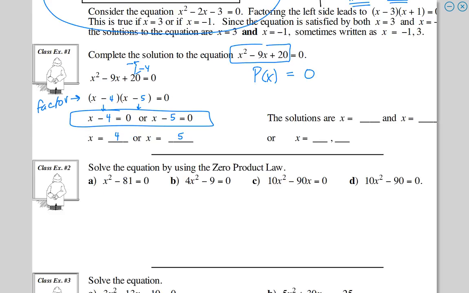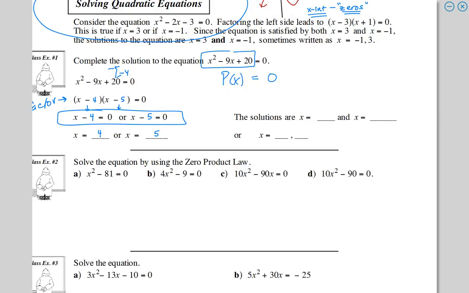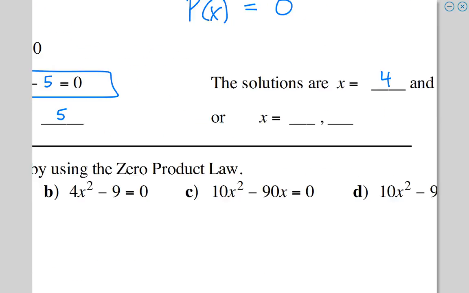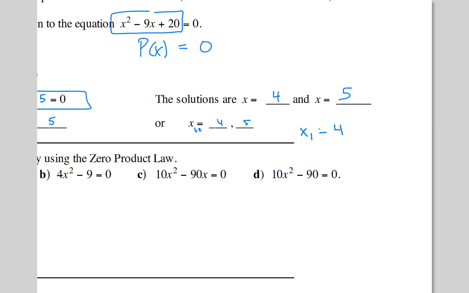Okay, so the solutions are 4 and 5, or you can write it like x1,2 are 4 and 5. Mostly I would do this: x1 is 4, x2 is 5. That's what I would do. You have two solutions. If you had 3, you'd put x1, x2, x3. It doesn't matter what order you put it in. 5 could have been x1.